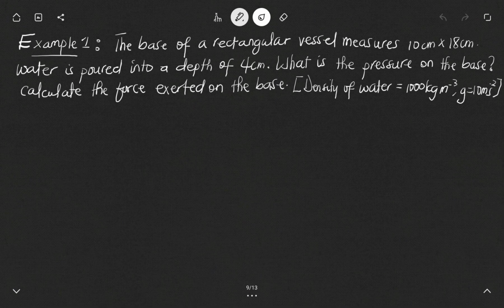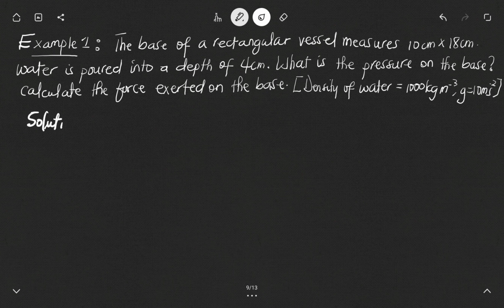Right, so let's look at example number 1. The base of a rectangular vessel measures 10 centimeters by 18 centimeters. Water is poured into a depth of 4 centimeters. What is the pressure at the base? We have to calculate the force exerted on the base. We have to take the density of water to be 1,000 kilograms per meter cubed, and gravity to be 10 meters per second squared. All right, so let's go ahead and look at the solution to this problem.